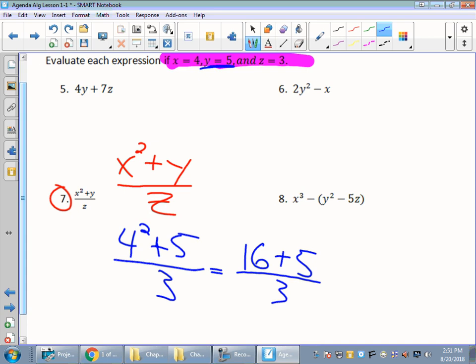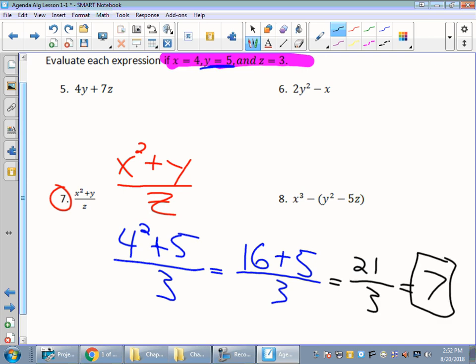Okay, here's where this one gets a little bit tricky in the fact that, yeah, it's a fraction and it's a division sign here, but in order to divide, we have to know what we're going to divide. So think of it in a fraction here as two separate problems. You got a numerator problem and a denominator problem. So let's take care of the numerator first, and then we can figure it out. So we're going to add that, and we're actually going to go 16 plus 5 is 21, and then we've got the 3 that we can divide, which then equals 7.